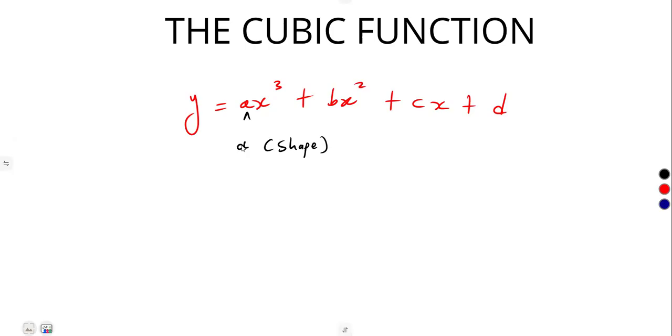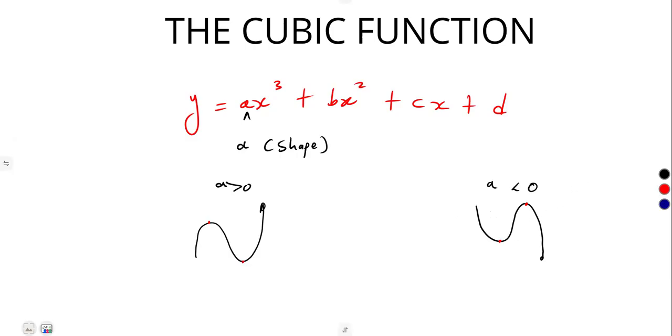It is the same on a cubic function. When a is greater than 0, we expect a cubic function to be of this nature, something like this. So when a is greater than 0, it is going to be going up like this. For a is less than 0, it is the other way, like this, facing down. The graph has got two turning points, a minimum and a maximum.